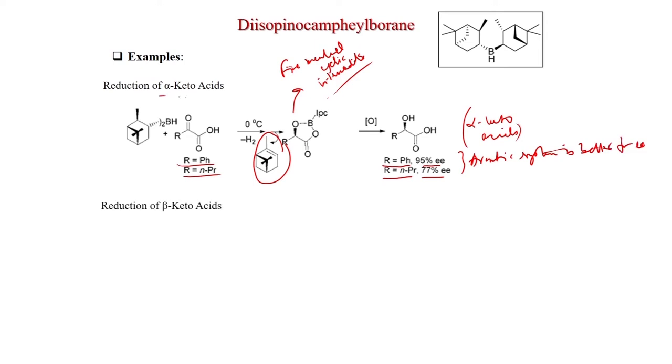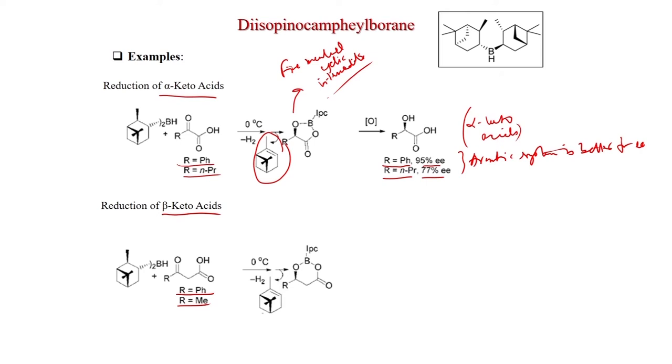So, we have seen alpha keto acids and beta keto acids. Now, one more carbon, and here also the reaction has been studied with R equal to Ph and methyl, and in both cases the reaction happens. Unlike the earlier case, here a 6-membered cyclic intermediate is formed. You see the reduction already happened, and one molecule of alpha pinene is eliminated, also hydrogen is eliminated.